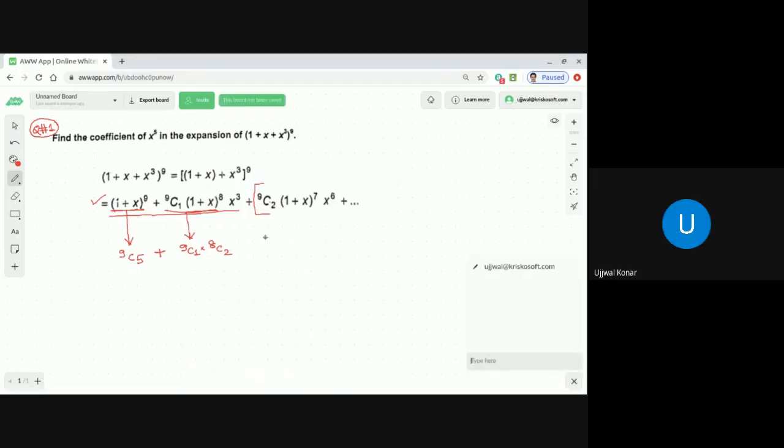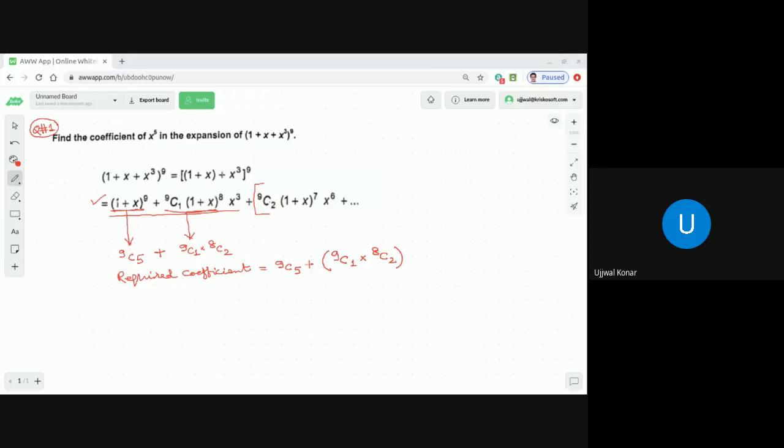So our required term will be what? Our required term will be the required coefficient. The ones are absolutely clear. Yes sir. The required coefficient is equal to 9c5 plus 9c1 into 8c2. Dear Srijita, absolutely clear? Now find the value of this thing.